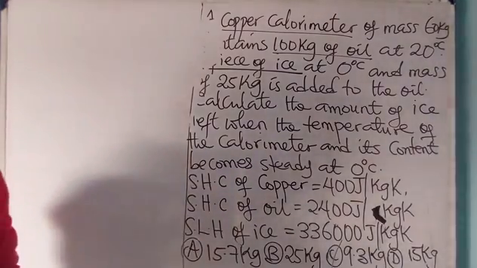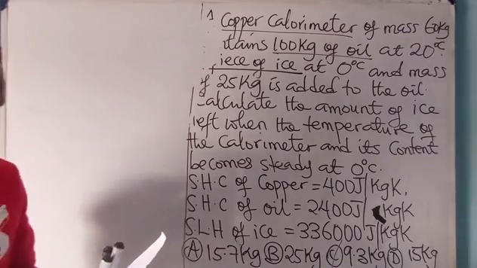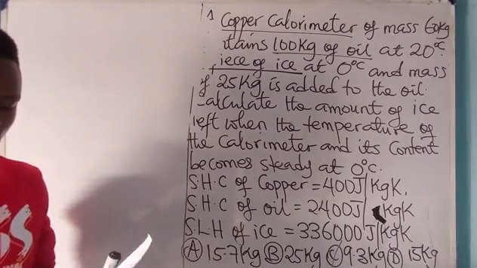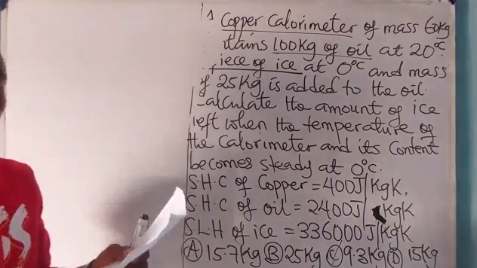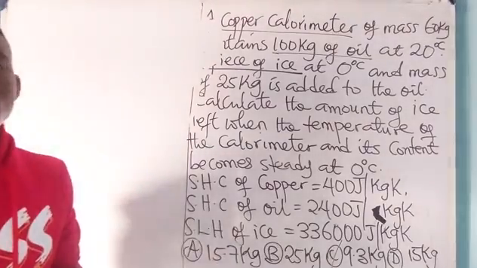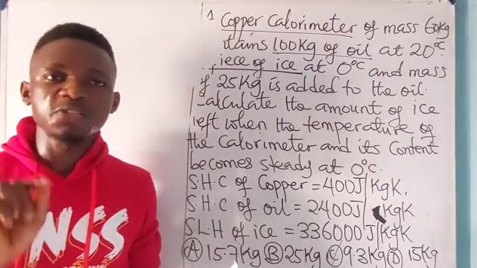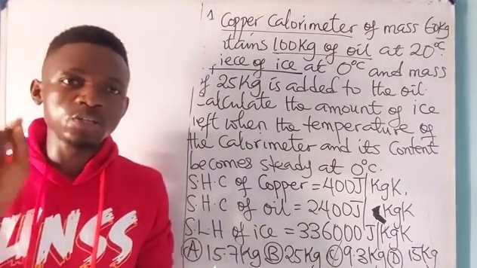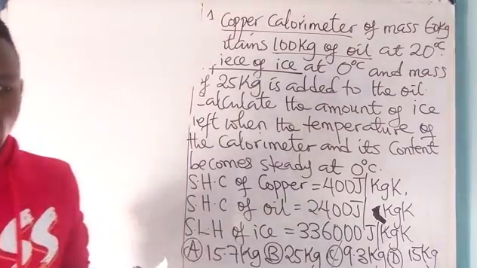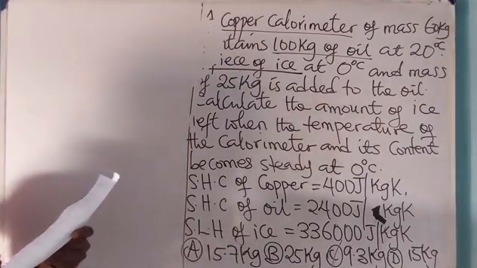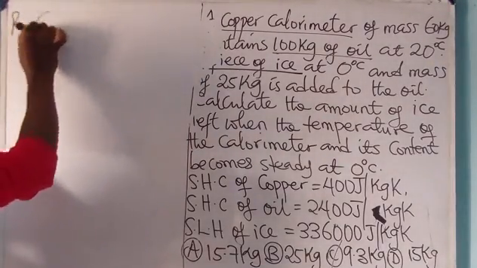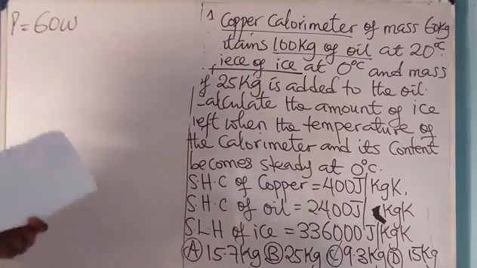Okay, I have a question here. They said an electric heater of 60 watts. 60 watt. What does that tell you? Power is measured in watts. The work done is measured in joules. Quantity of heat gotten is measured in what? Joules. And I said an electric heater of 60 watts. It means that power is what? 60 watts.